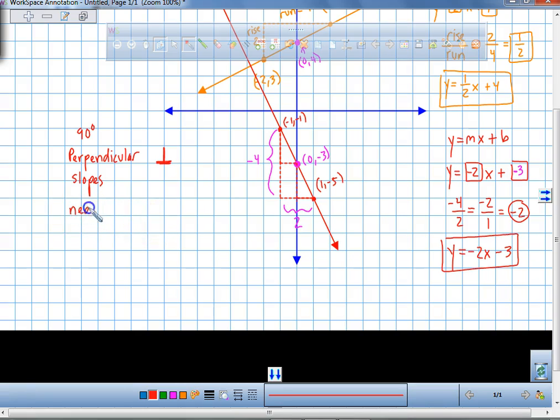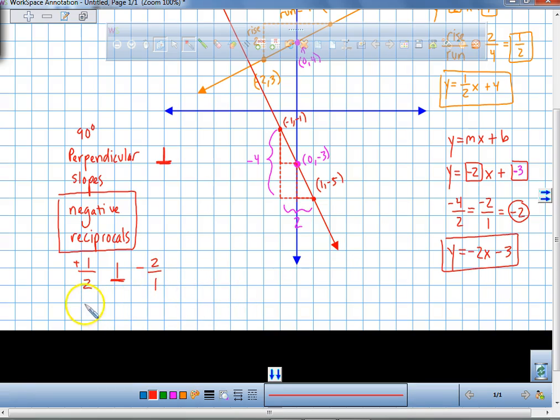Perpendicular slopes are what's called negative reciprocals. So if I have a 1/2 slope, that's actually perpendicular to the -2/1 slope. It's very important that you guys know what a negative reciprocal is. Negative means if this is positive, this is negative, and reciprocal means it's a flip, like you're just taking the numbers and flipping them. So you can think of them as flipping opposites. 1/2 is perpendicular to -2/1.